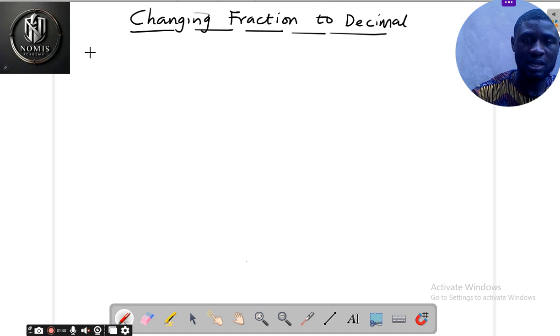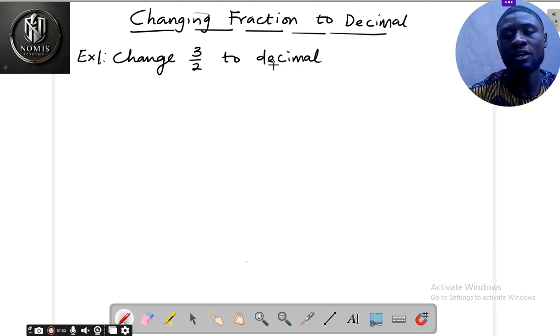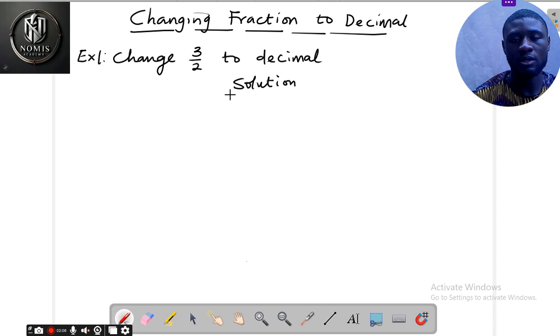So let's take examples. Example number 1. Change 3/2 to decimal. So what type of fraction is 3/2? An improper fraction, correct. So how do I change 3/2 to decimal? Let's get into the solution of this problem.